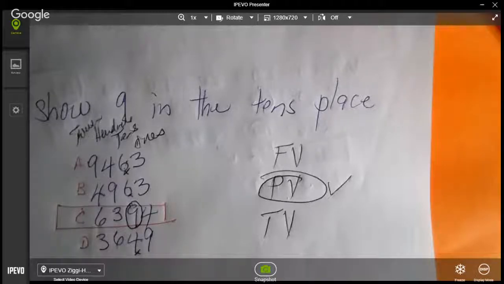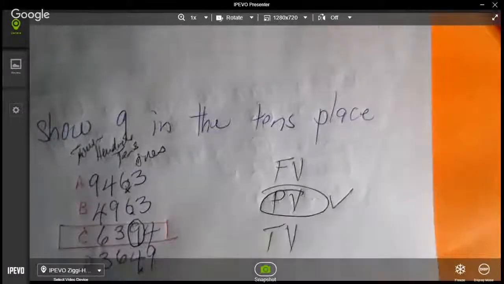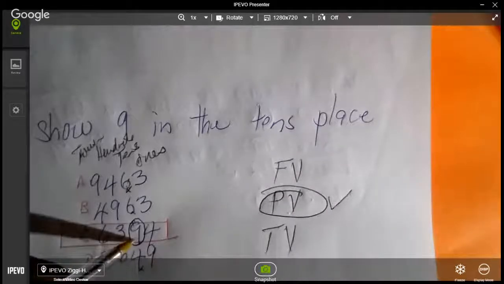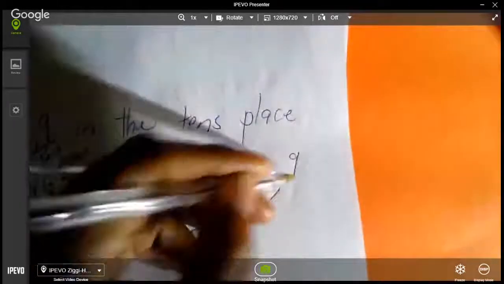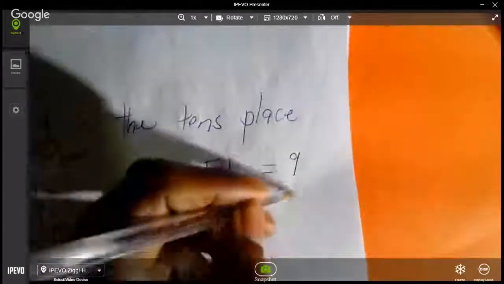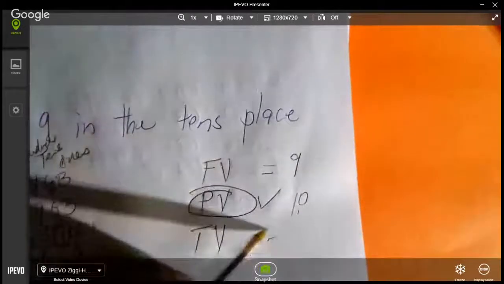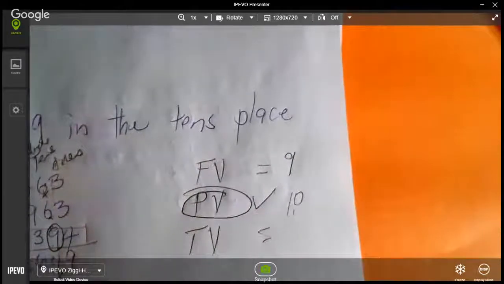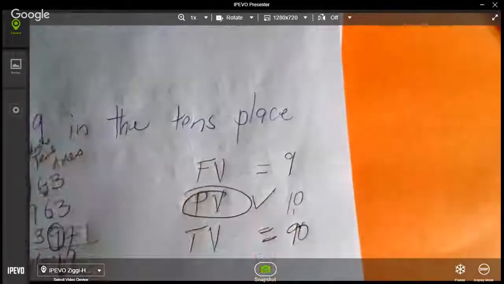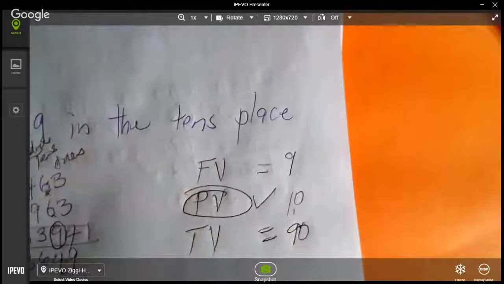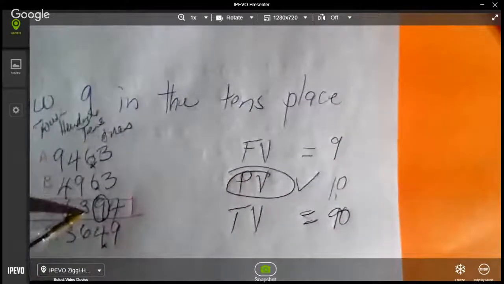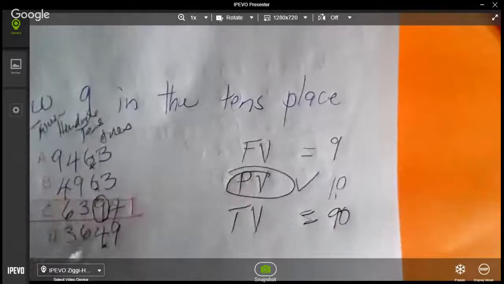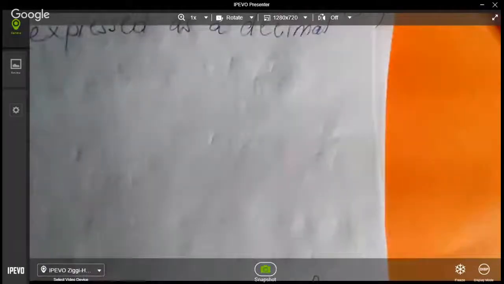And true value. When we multiply the face value by the place value, we get the true value. For example, here this 9, the face value is 9. The place value is tens. And we multiply 9 times 10 and we get the true value of 90. That's why we say 6,394. All right. Yes, sir. Moving along.